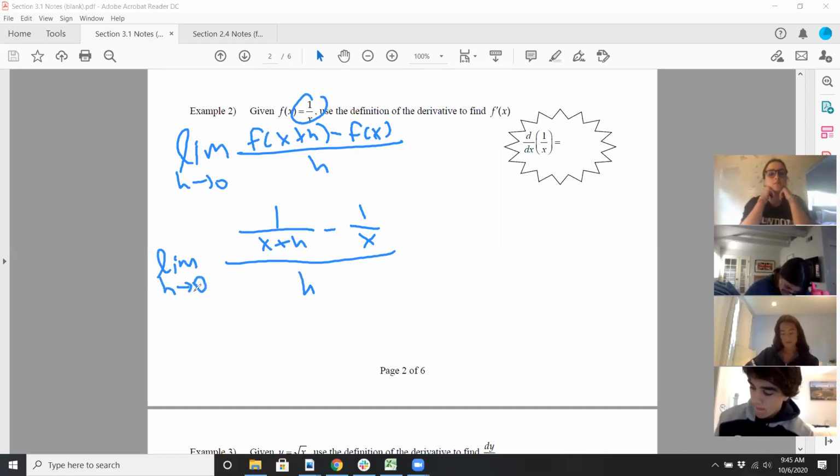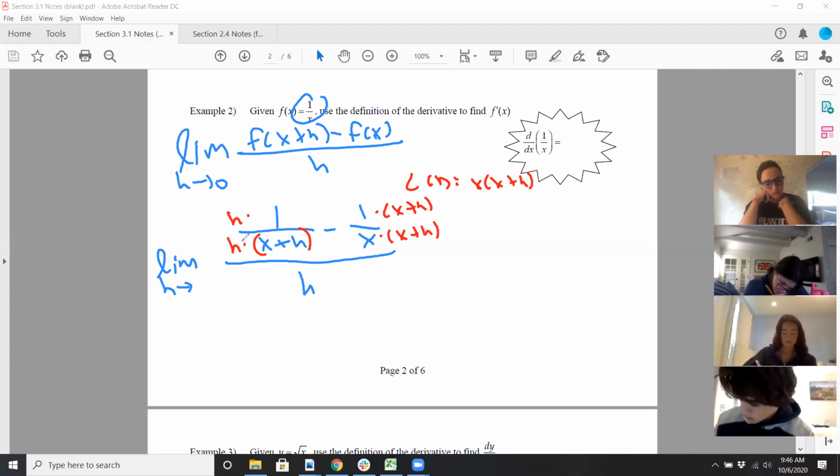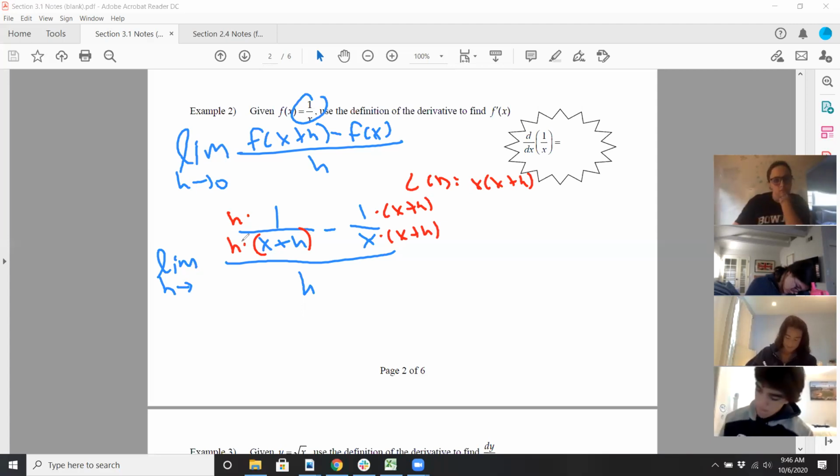Okay. So your LCD is going to be x times x plus h. So you've got to multiply this by x plus h and multiply this by h. I'll have you guys try that right now on your own. I'll give you guys about 2 minutes. After those 2 minutes are up, then I will do it quickly and see if you guys got the same thing as I did.